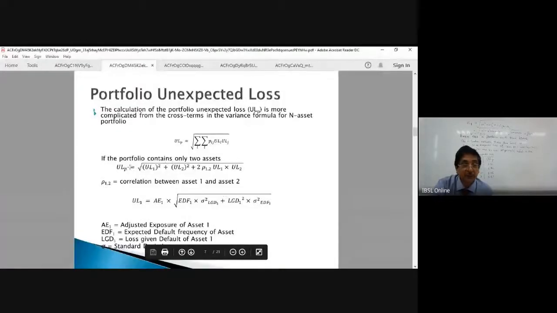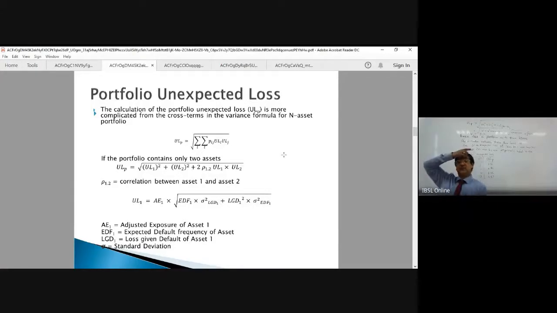Now, this is the formula we have used. But now you might wonder, in a practical situation where you might have 100 loans in a portfolio, how are we going to calculate the unexpected loss of the portfolio? That's another issue, but I can show you the formula for that. It is not that difficult. So you might try it.